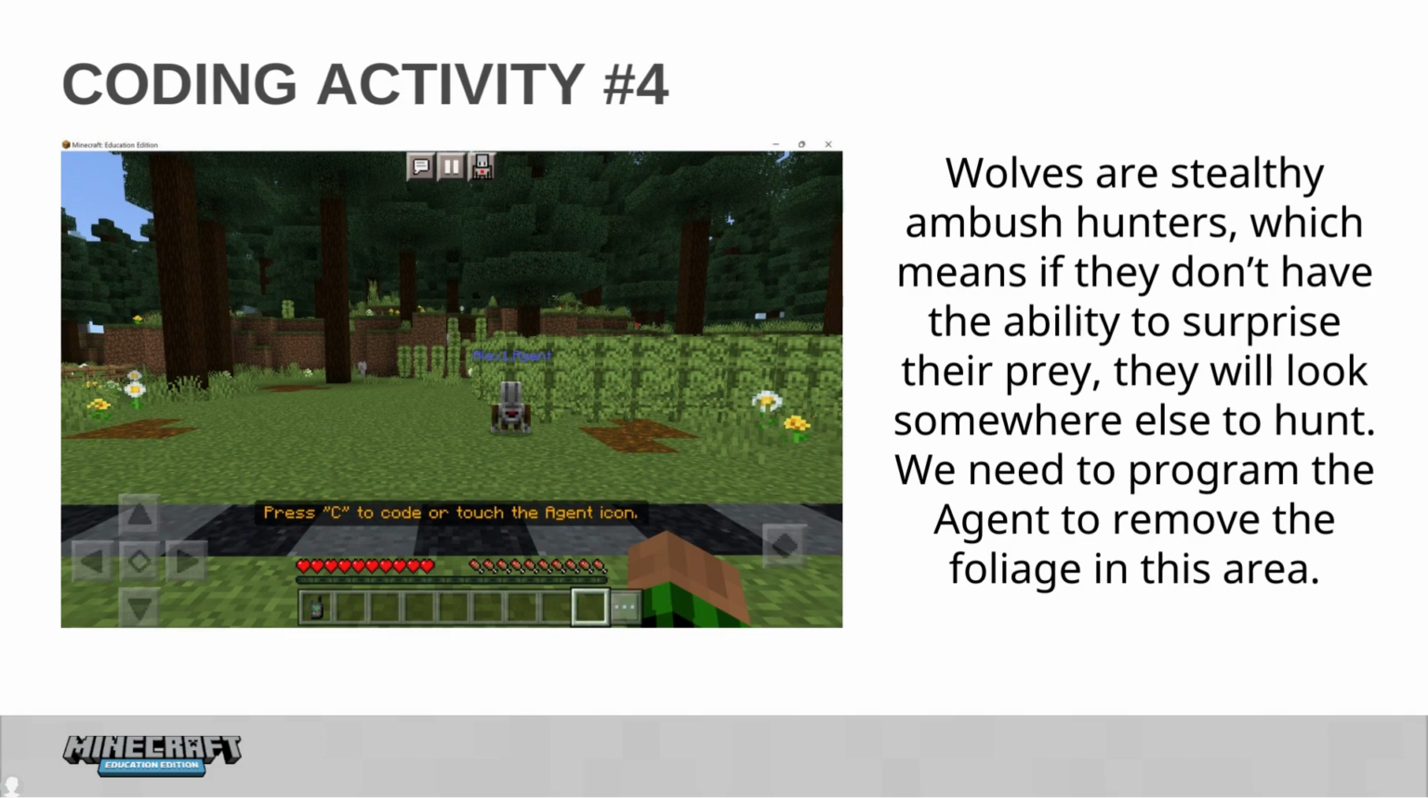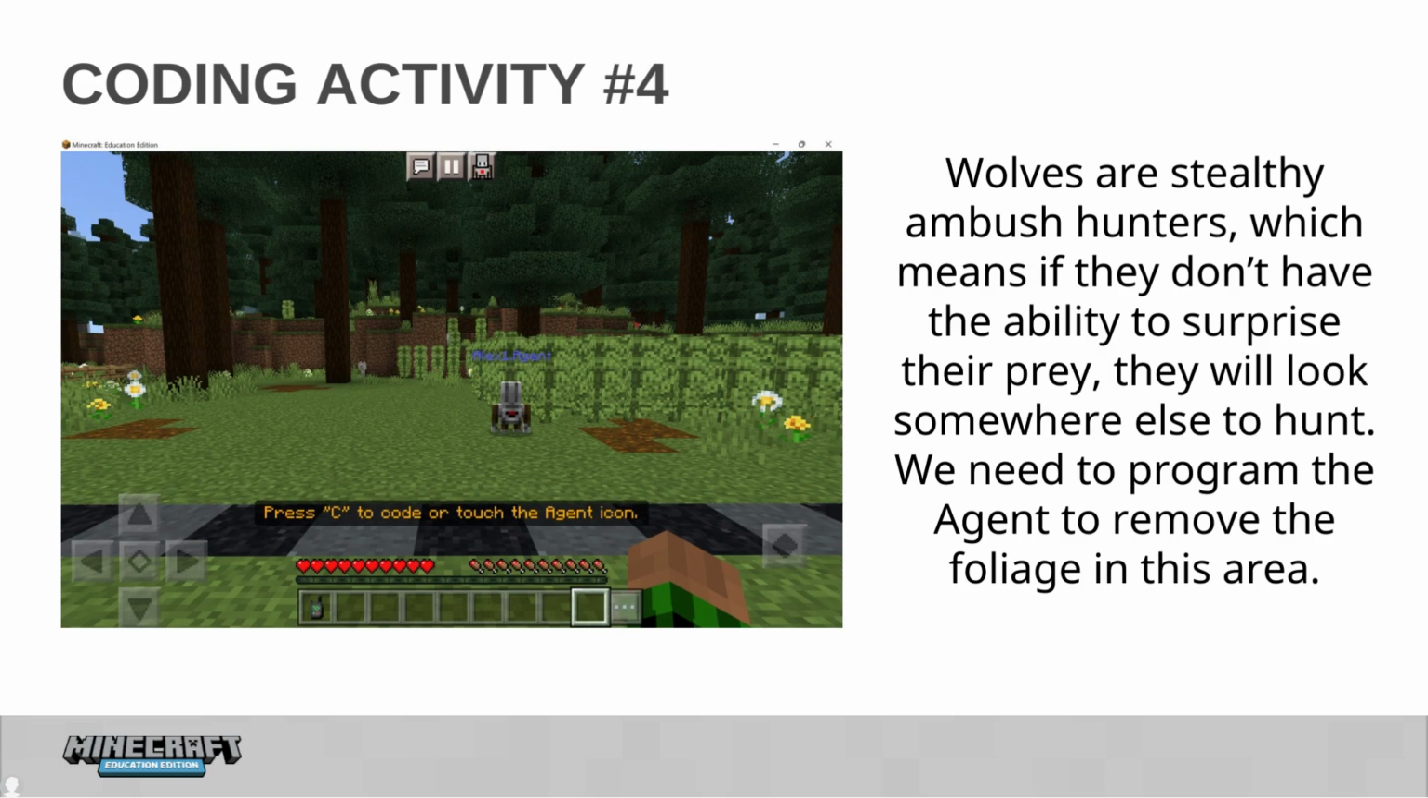All right, so now we're on to our fourth coding activity. This one requires a little bit of thought here. So wolves are stealthy ambush hunters, which means if they don't have the ability to surprise their prey, they will look somewhere else to hunt. We need to program the agent to remove the foliage in this area. So take a look at your agent on the screen.